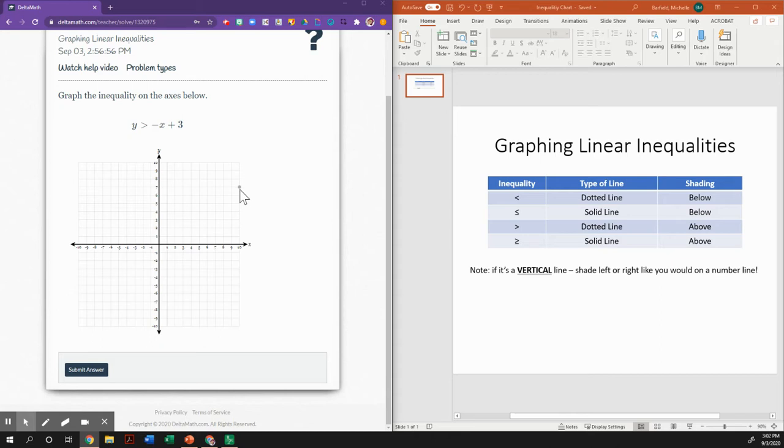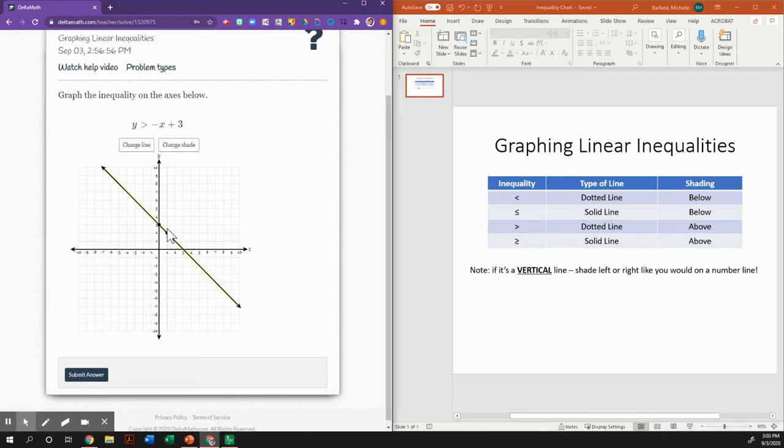So first things first, it graphs like a line to get started. Okay, so on Delta Math, you're going to graph it just like you did on your previous set of problems. All right, so my y-intercept is positive 3. So I go up 3. I'm going to plot my dot. Okay, and then my slope is negative 1. So I'm going to go down 1, right 1.